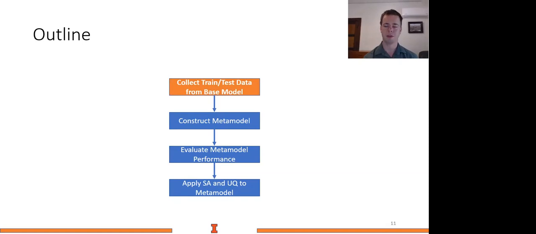The first step of this machine learning based metamodeling approach is to collect the training and testing data. To do this, you generate a bunch of random inputs and you run them through the base model and record the resulting corresponding outputs. The training data and test data is kept separate. Once you've collected the necessary training data and test data, you can construct the metamodel using machine learning.